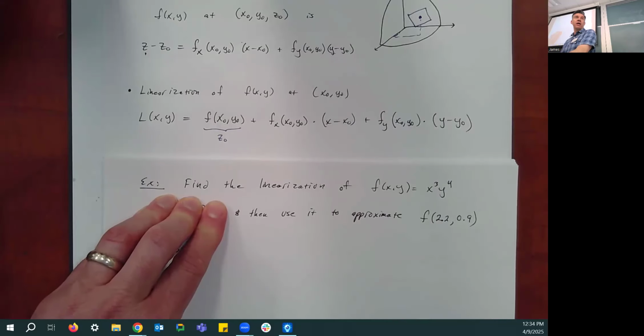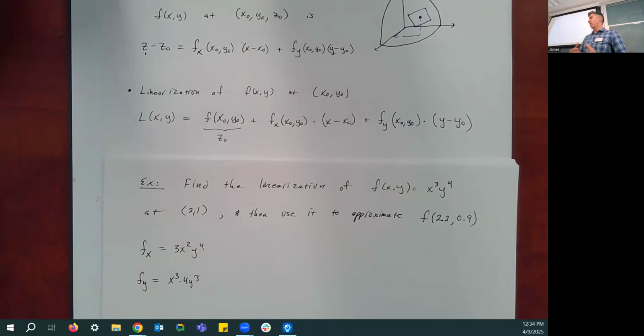Easy values to plug in that are close to the values we're trying to approximate it at. So if they don't tell you the point, look at the thing you're trying to estimate and go, well, what's close to that that's relatively straightforward to just put into the function.